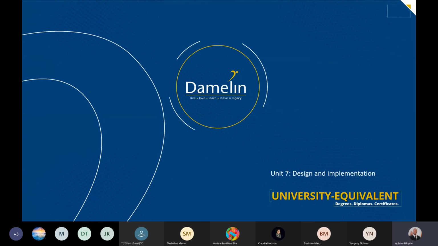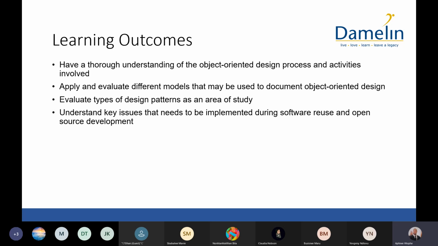Okay, so in today's lecture, we're going to be covering Study Unit 7, and the topic is design and implementation. So these are the following outcomes under Unit 7. The first one is you have a thorough understanding of the object-oriented design process and activities involved. The second one is apply and evaluate different models that may be used to document object-oriented design.